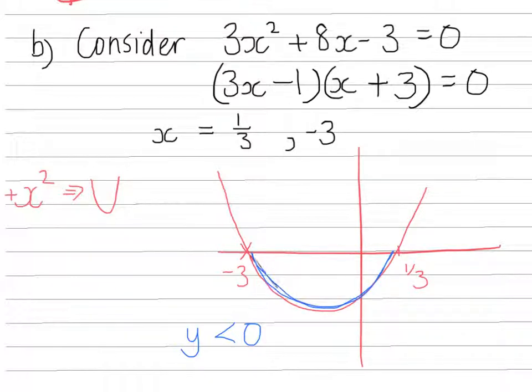What values of x will give me this? And it's going to be in between these two values. So we're going to get x in between minus 3 and a third. And then see where that overlaps with your part A. Please, please draw a diagram. You can't do it from just looking at the quadratic, the two brackets. It's not going to work.